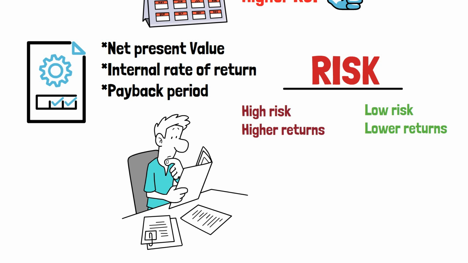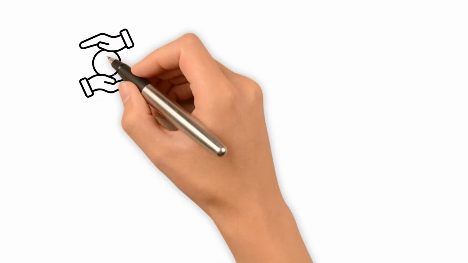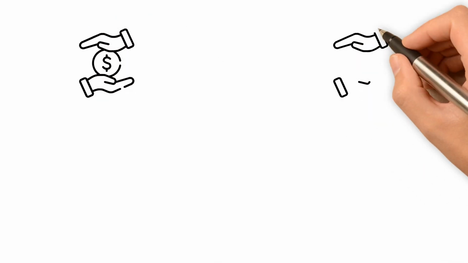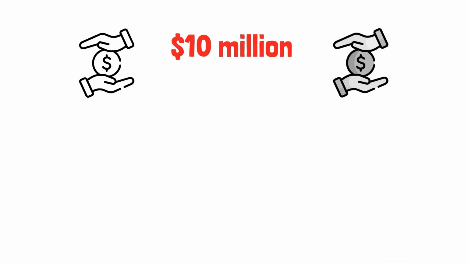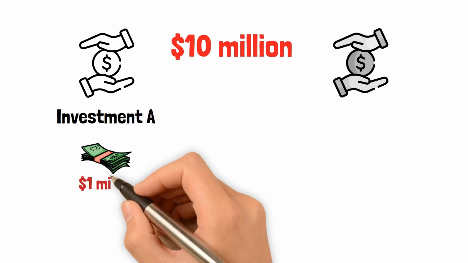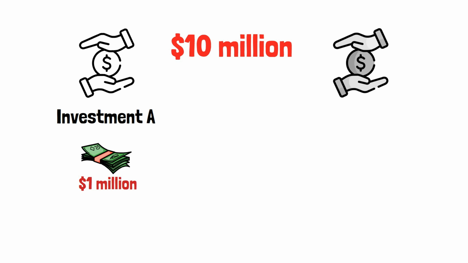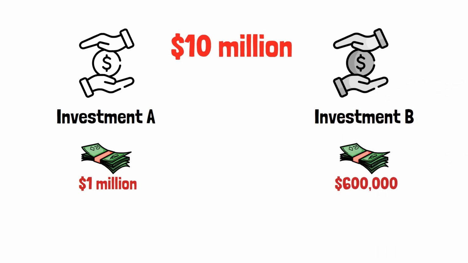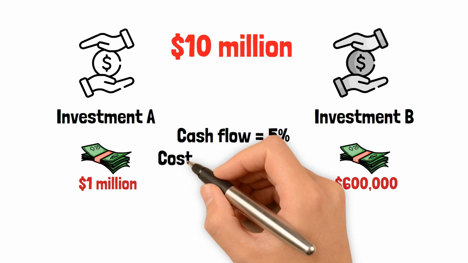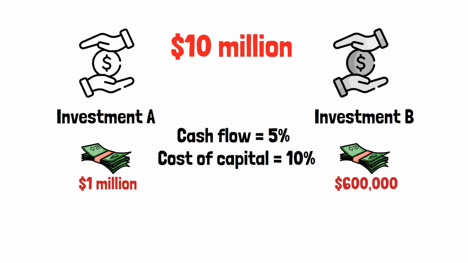and financial goals. For example, assume two mutually exclusive investment opportunities require an initial investment of $8 million. The company can only afford to do one of them. Investment A pays $1 million per year in perpetuity, while Investment B pays $600,000 in the first year, with cash flows increasing each year by 5% after that. Assume that the cost of capital is 10%.